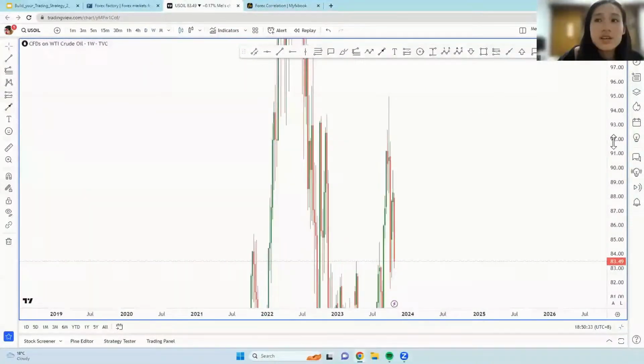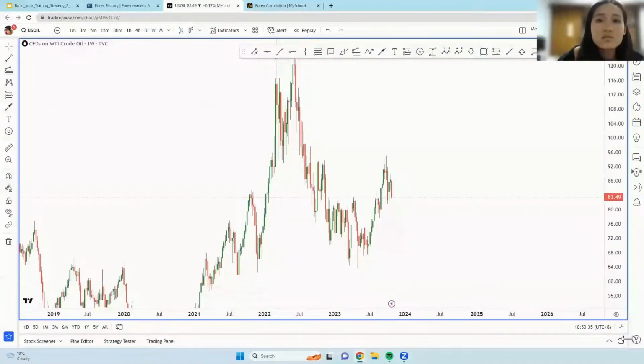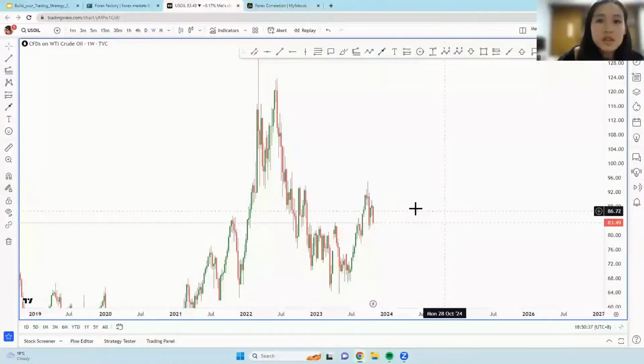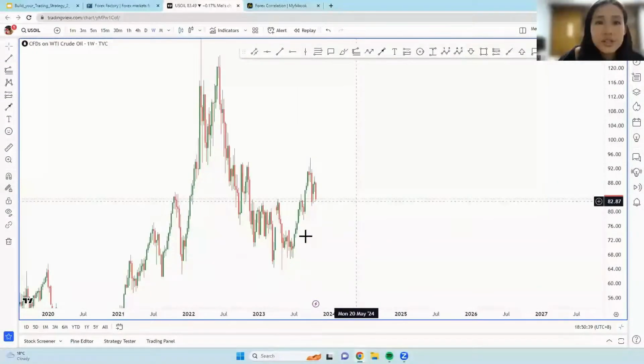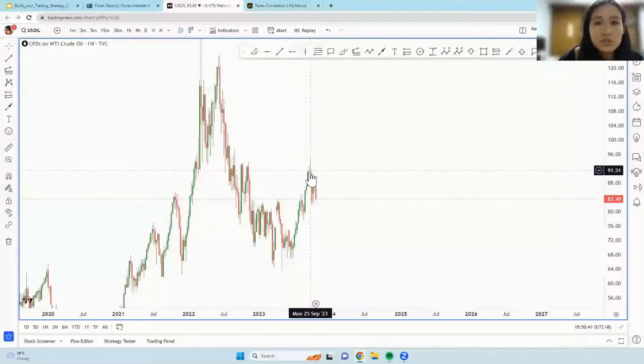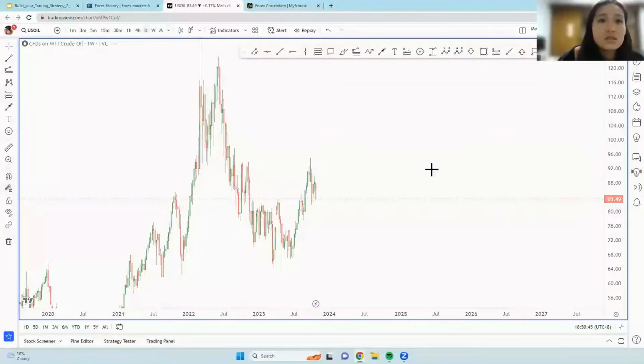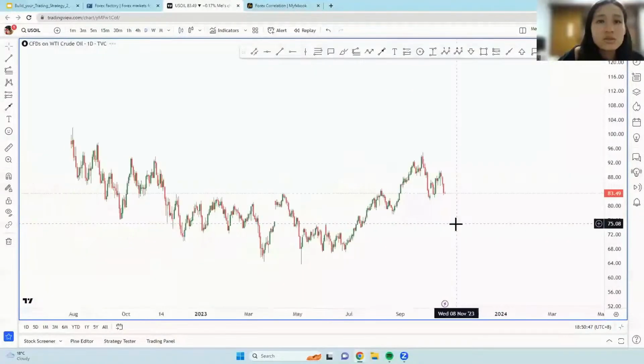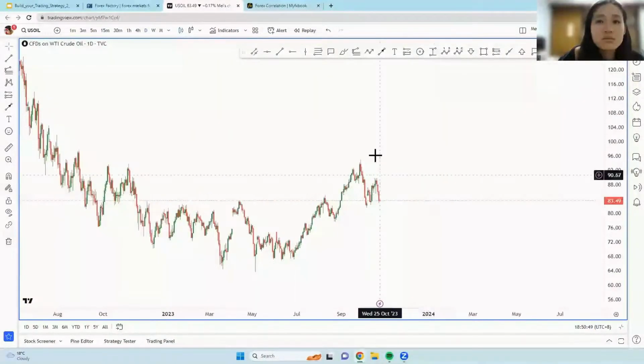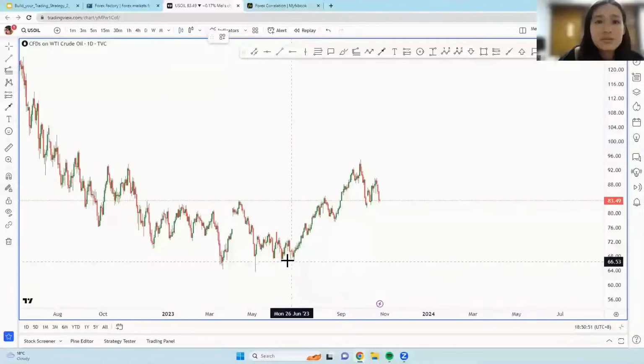So starting with our weekly time frame. Okay, trend is pretty bullish. Okay, except for this reversal here. Daily also, is this a trend line?